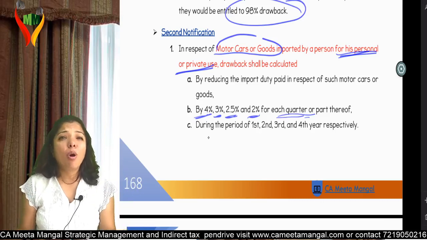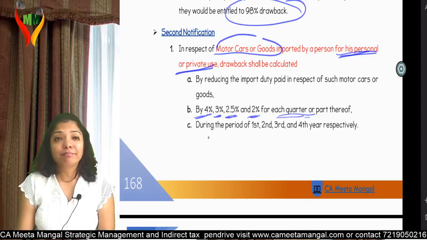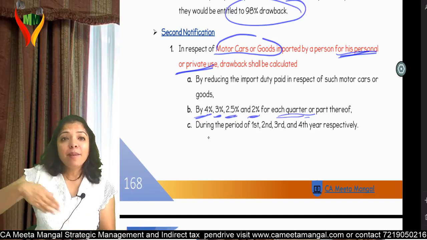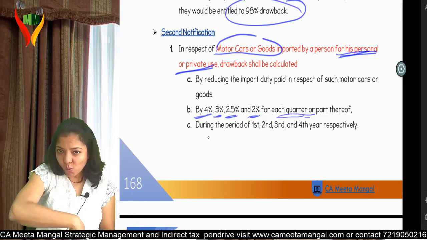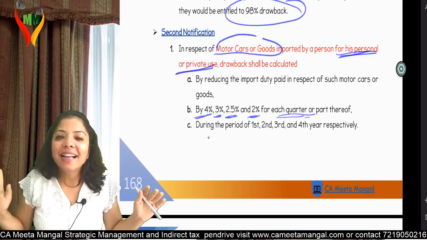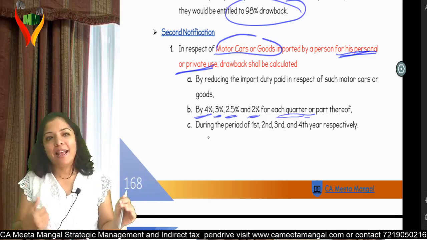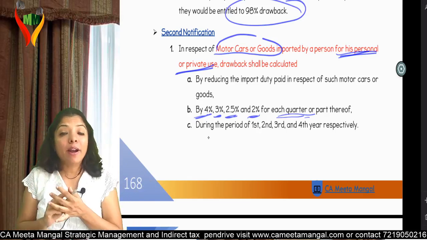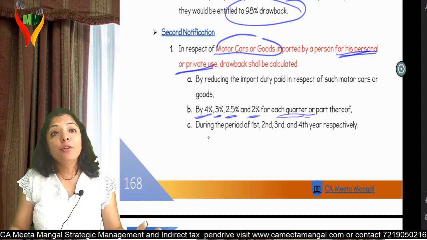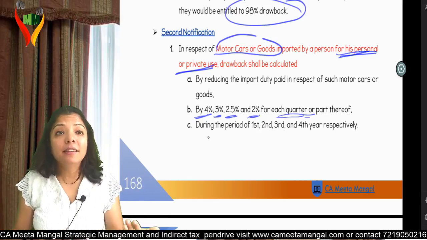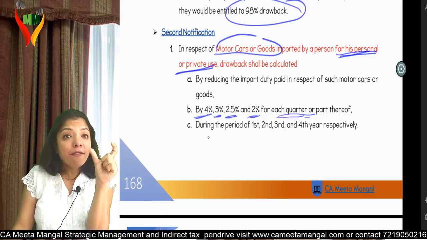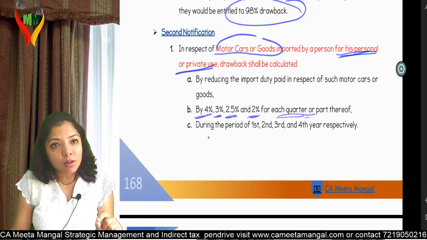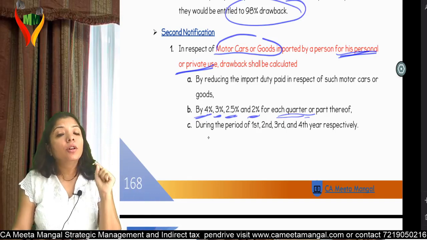Oh my god, ma'am, what language? Can't help it, it's an Act, it's like a jalebi. Nothing is simple. They could have given a simple percentage. No. What they're trying to say is that if you are exporting in the first year only, then for every quarter or part of the quarter, a reduction applies.